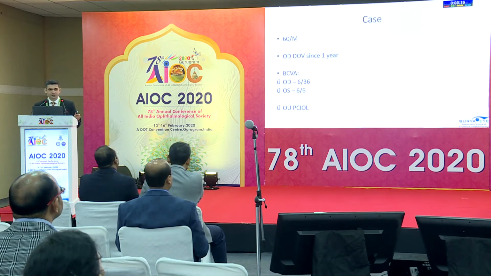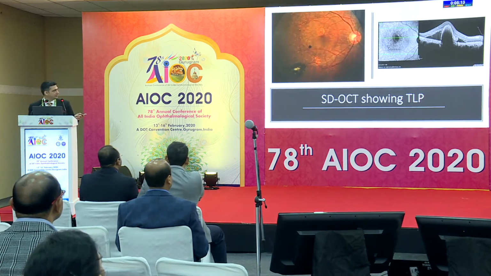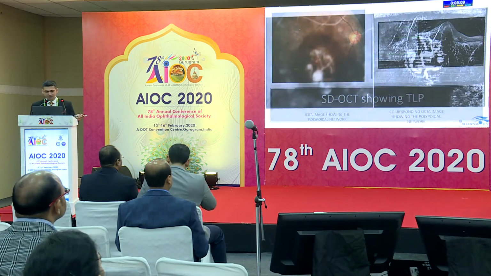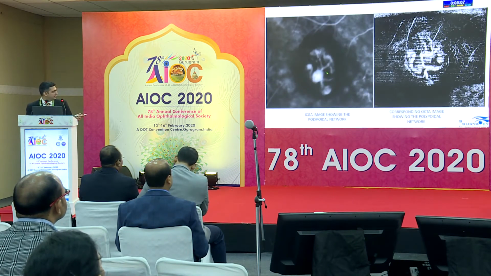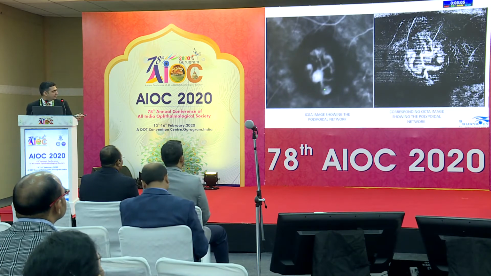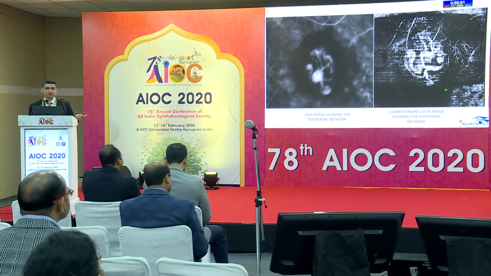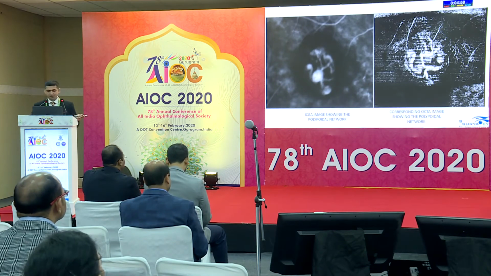Now this is another case of a 60-year-old male who came with a right eye reduction of vision since 1 year. His visual acuity was 6/18. There was presence of a sharp thumb-like PED in this location. And when we did an ICG, we can see the polyp with a network of vessels. And this polyp and the network of vessels can even be seen on a corresponding OCTA. So these appeared quite similar.